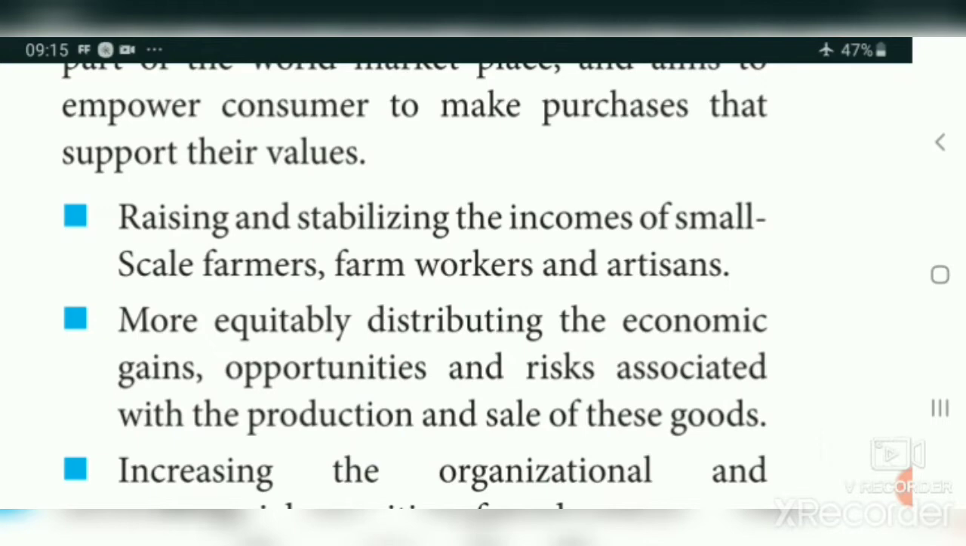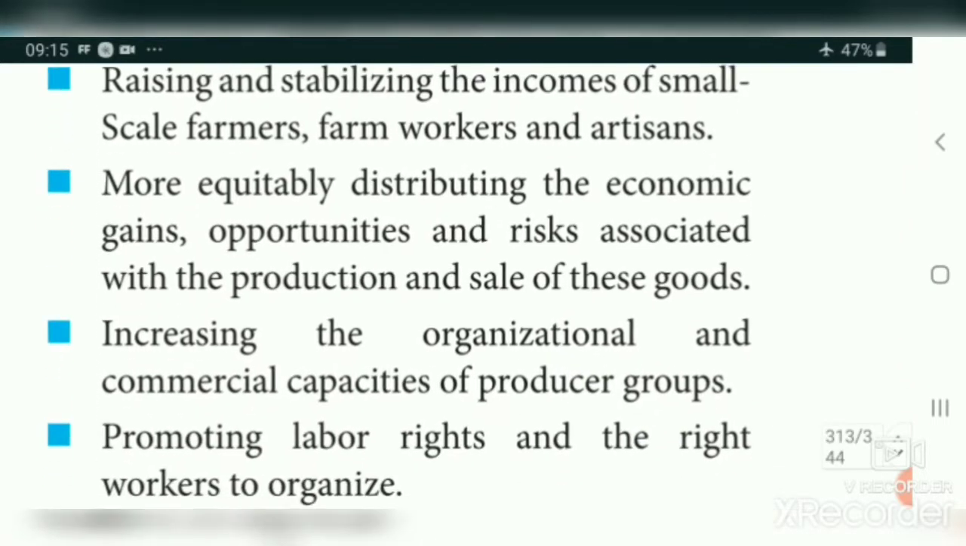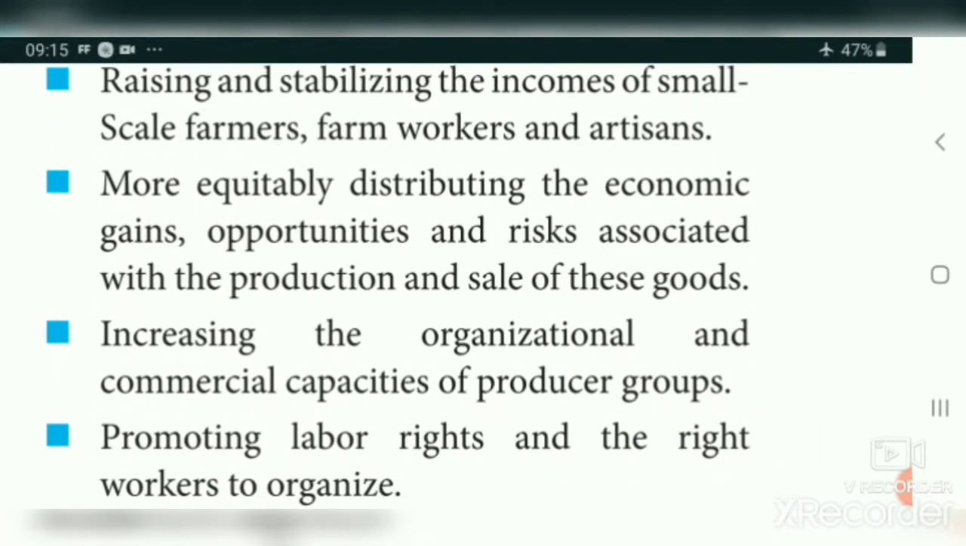Raising and stabilizing the incomes of small-scale farmers, farm workers and artisans. This is the main principle: increasing and stabilizing the income of small farmers, workers and artisans, and more equitably distributing the economic gain, opportunity and risk. You see here, this work is mainly done by the production unit, but the gain and opportunity should be borne by the small-scale farmers, the workers and artisans.